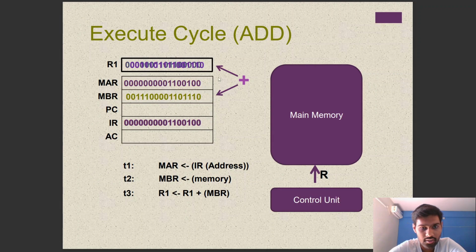This is the execute cycle of add operation. Instruction register to MAR and memory in T2 cycle, memory to MBR, and in T3 cycle MBR plus R1, and that is stored in R1.